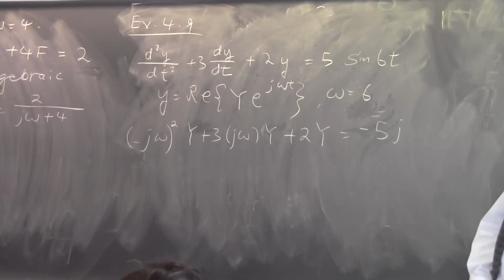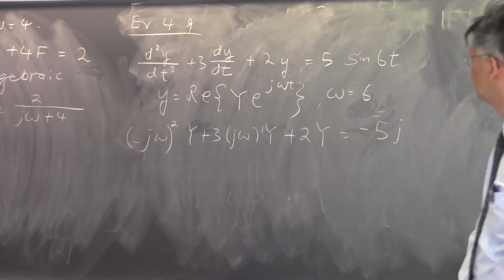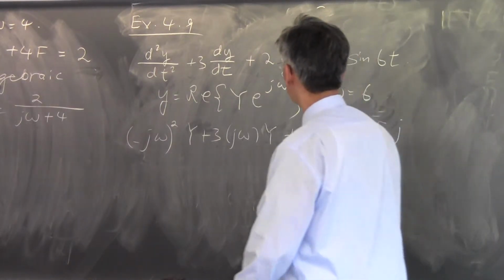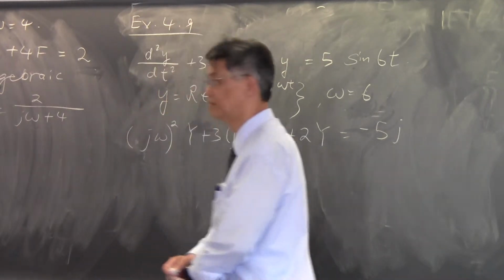You put omega equals 6, and you can do all the complex arithmetic of complex numbers. Yes? Why do you have negative j omega squared? Where did they get? Oh, sorry. This should be plus. Okay.